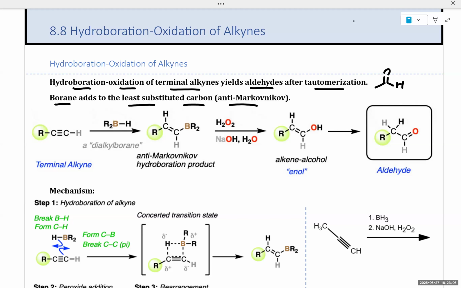So the alkyne undergoes hydroboration. You end up with boron installed at the least substituted position. After oxidation, you get an enol, which tautomerizes to an aldehyde. Let's talk about the mechanism.